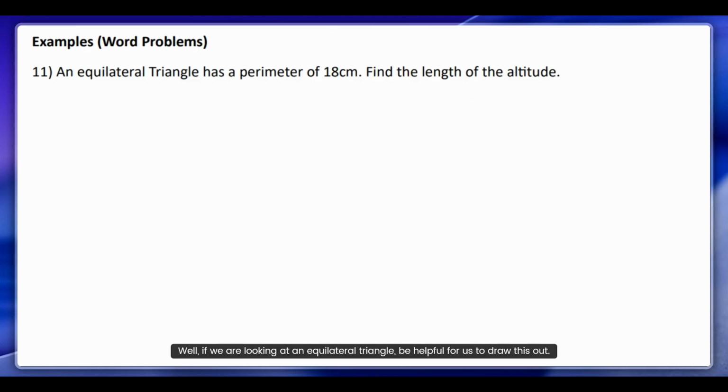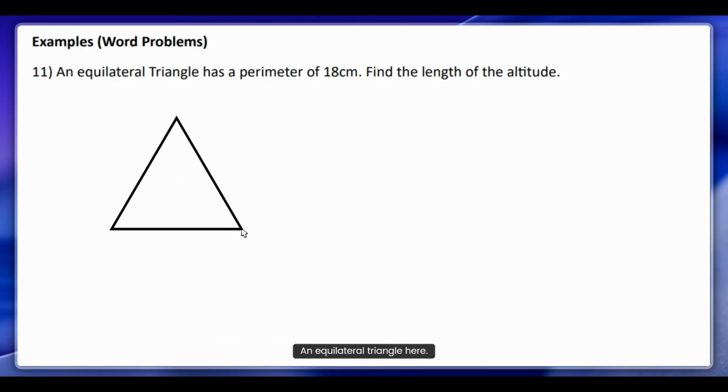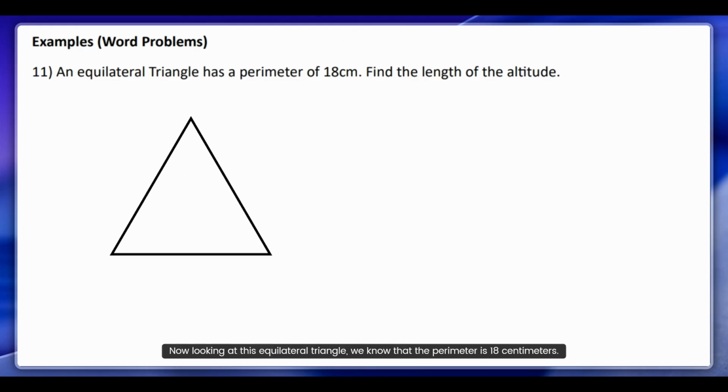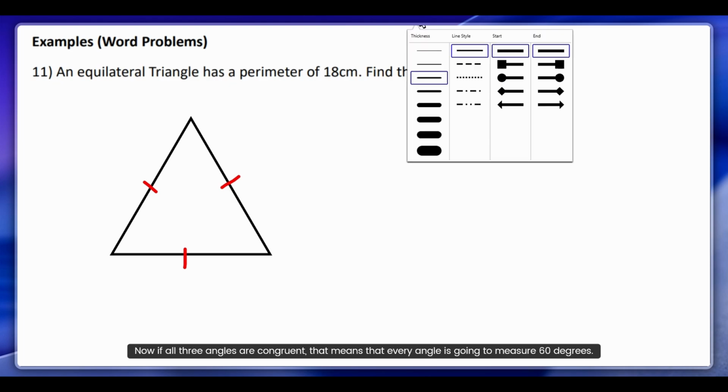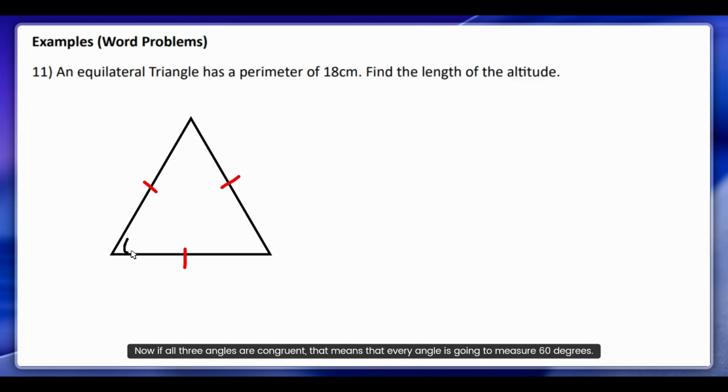Well, if we are looking at an equilateral triangle, it'd be helpful for us to draw this out. Let's draw out an equilateral triangle here. Now, looking at this equilateral triangle, we know that the perimeter is 18 centimeters. Well, if this triangle is equilateral, we know two things. We know that all three sides are congruent, and we know that all three angles are congruent. Now, if all three angles are congruent, that means that every angle is going to measure 60 degrees.